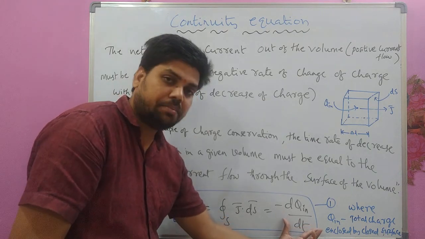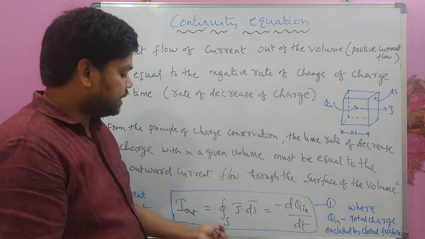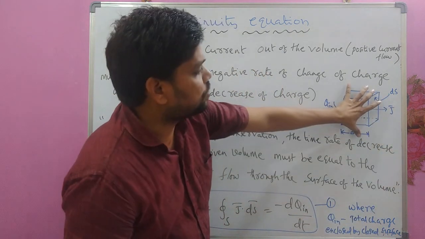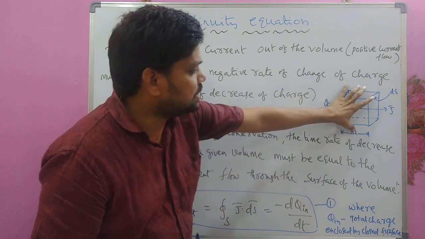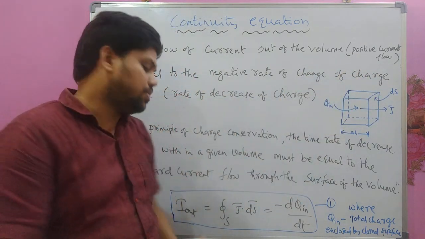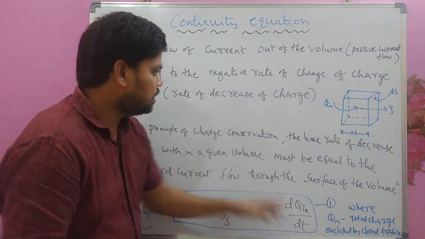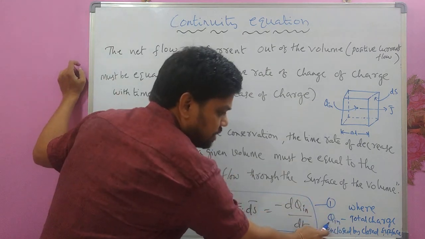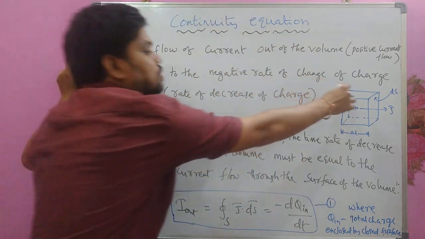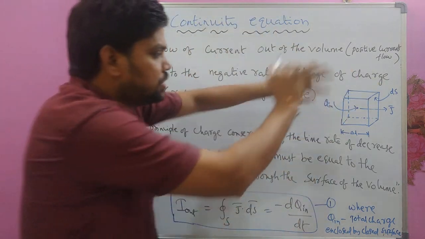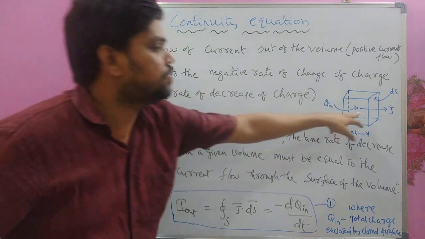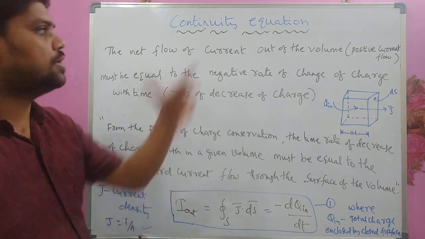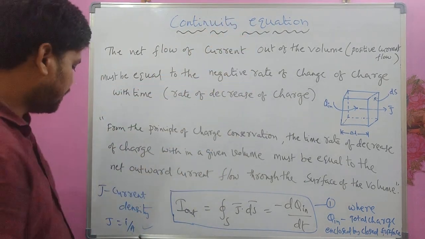Thus minus dq in by dt is equal to I, or integral J dot dS, where q in is the total charge enclosed by this closed surface. Initially q in is there, minus dq in by dt will be equal to the current. These statements can be written in this equation form. Remember this, q in is the total charge enclosed by the closed surface, that is the cube here. So with this equation we can derive this continuity equation now. So we will see how.